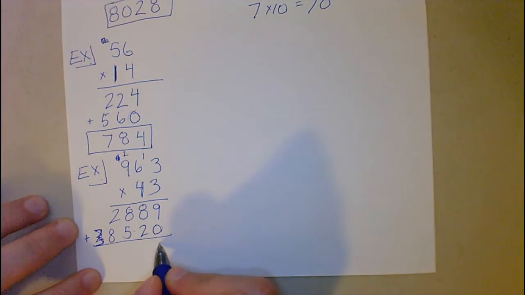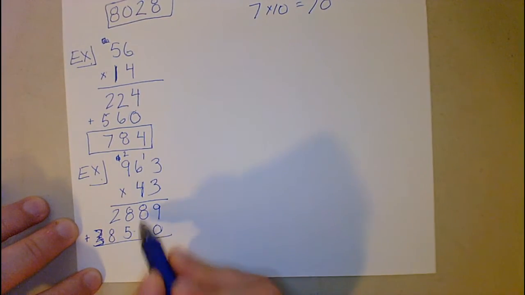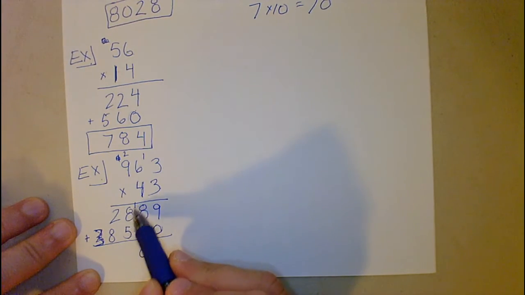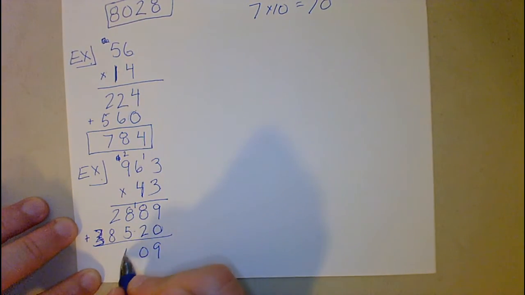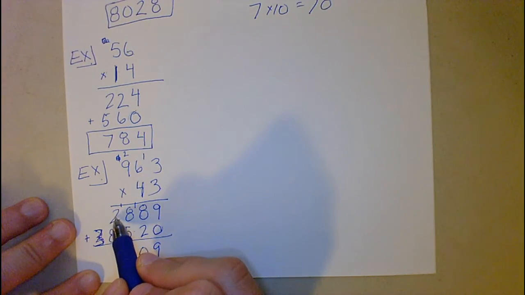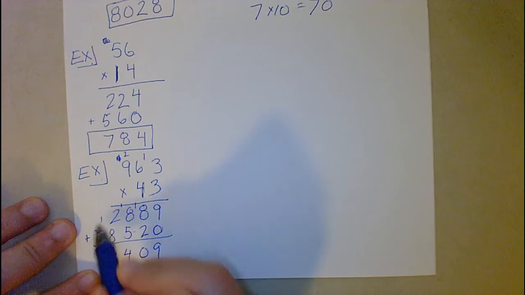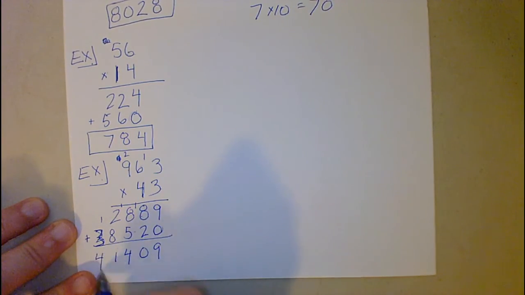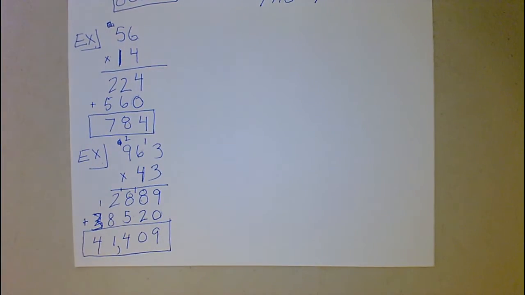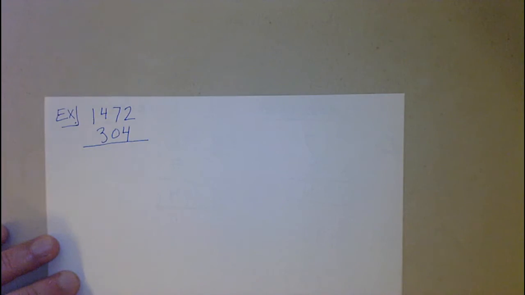9 plus 0 is 9. 8 plus 2 is 10. Carry that 1. 1 plus 8 is 9, plus 5 is 14. Carry the 1. 1 plus 2 is 3, plus 8 is 11. Carry the 1. 1 plus 3 is 4. And that is quite the large number. 41,409.